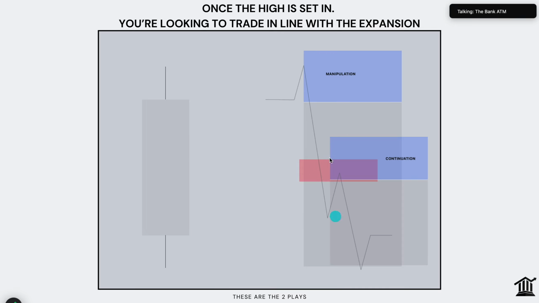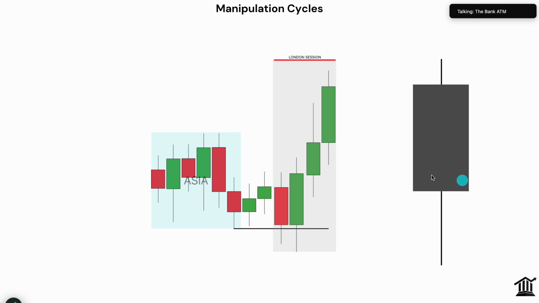After that, after we get a first sort of leg down, you then have the continuation entry. Again, I'm not saying one is better than the other. It depends on your conviction in the bias itself. If you're 1,000% sure that the bias is going to play, then the manipulation one is probably the best. The continuation one is just another entry that you can get in, maybe if you've missed this one.